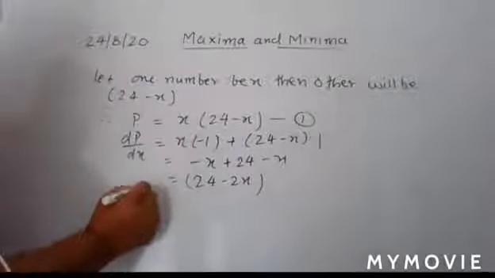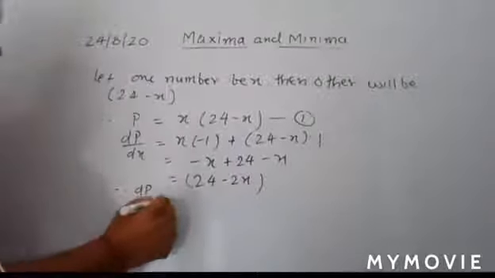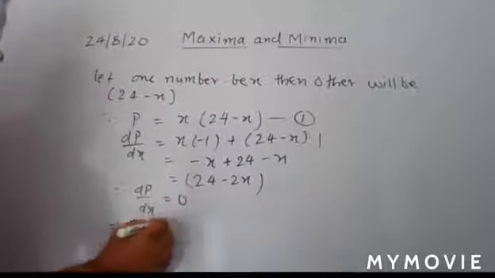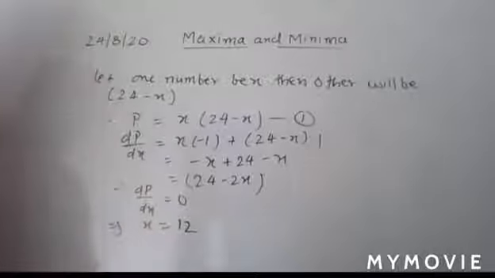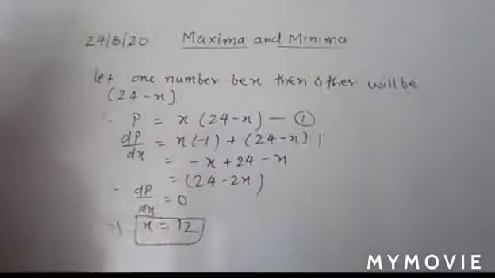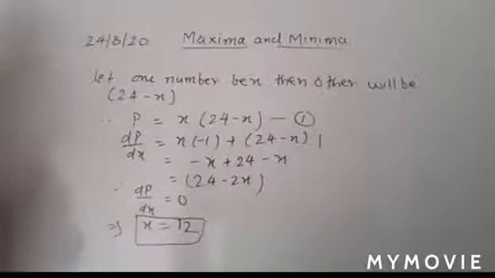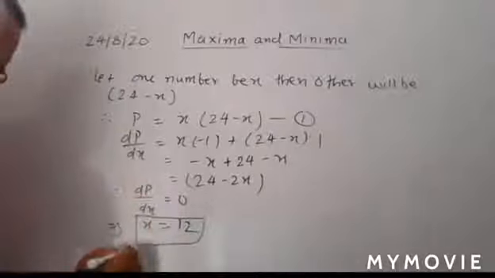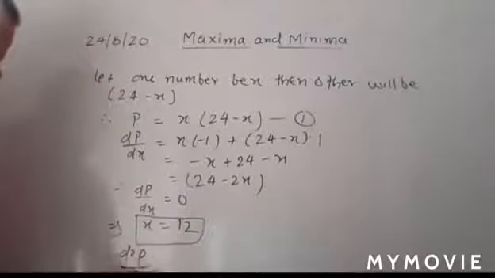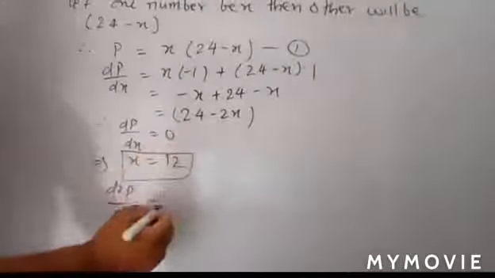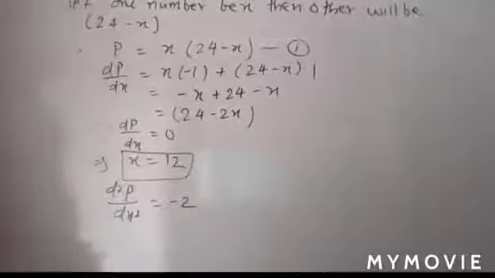Now you take dP by dx equal to 0 to find its critical point. So here you have x is equal to 12. That gives the critical point for the function. Now you have to take its second derivative. So write d2P upon dx2. If you differentiate here, you have minus 2.